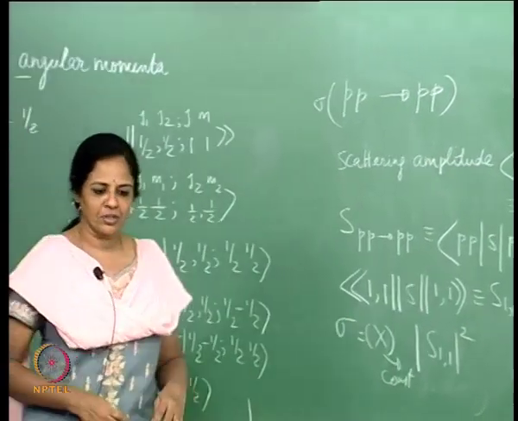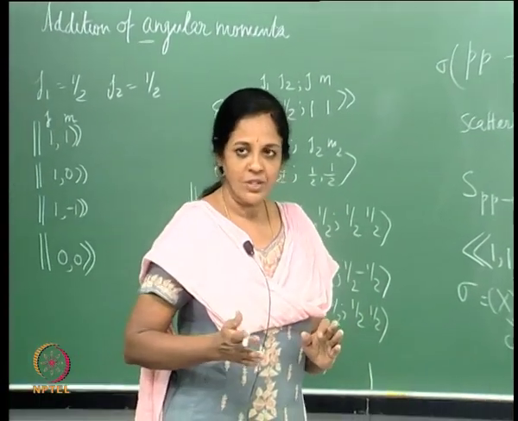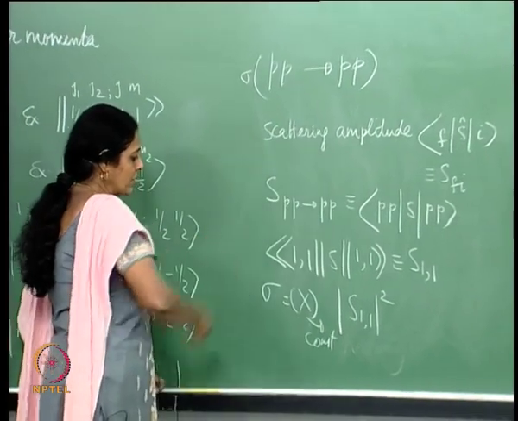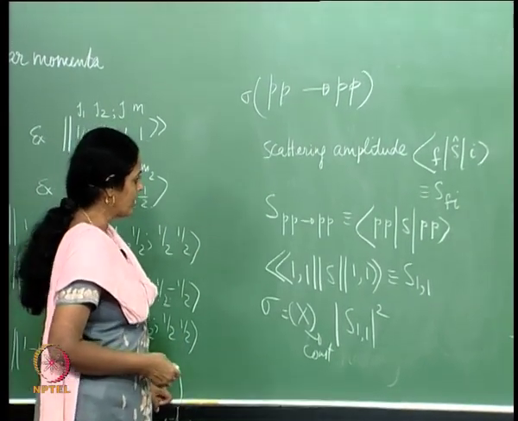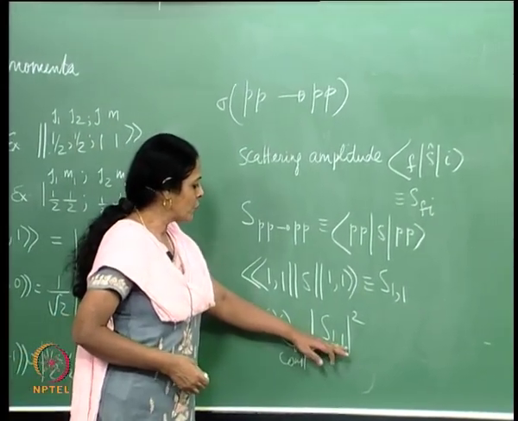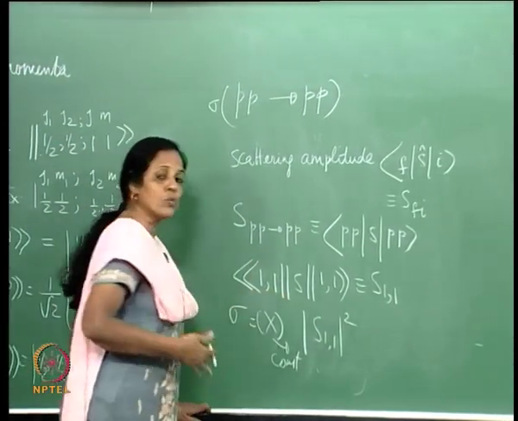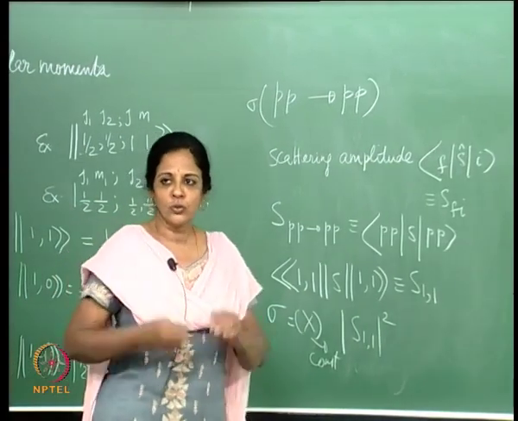This is a matter of derivation, but we will take this as a definition, and this is what is measured experimentally. The scattering cross section is measured experimentally. This is like an amplitude which mod squares to give me the cross section. It is the probability that two protons interact with each other to produce two protons.